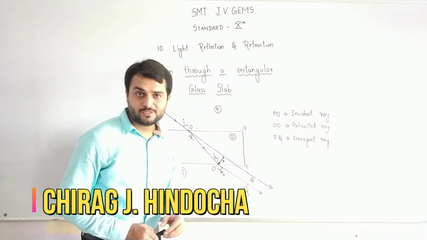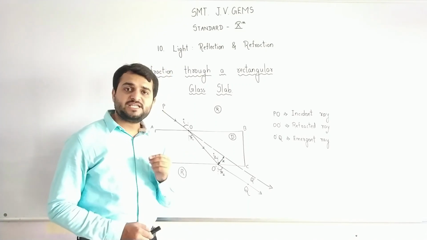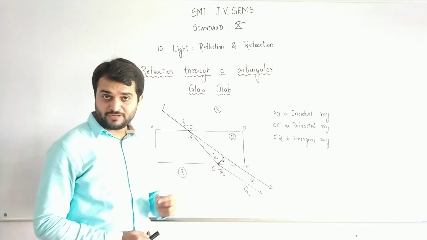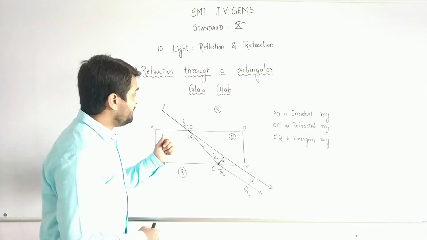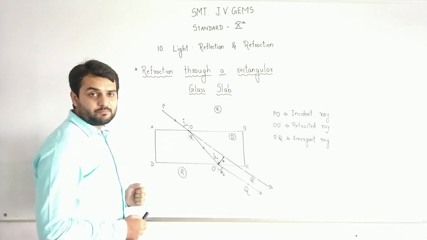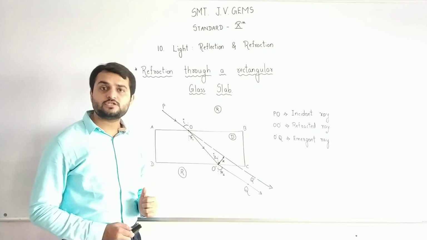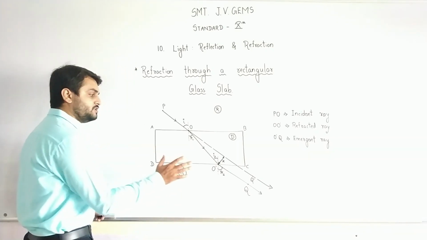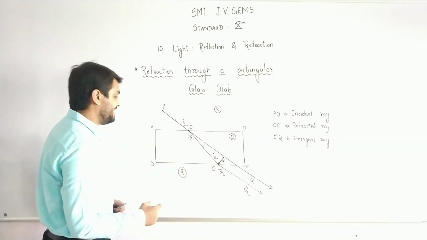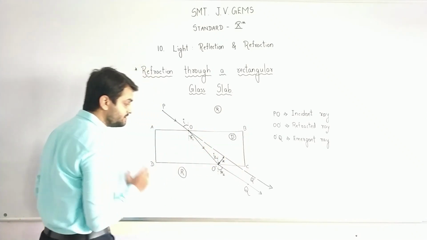Hello students, once again we will resume chapter number 10, light, reflection and refraction. And right now we'll discuss the topic of refraction through a rectangular glass slab. As you can see on the board, we have a rectangular glass slab that is ABCD.